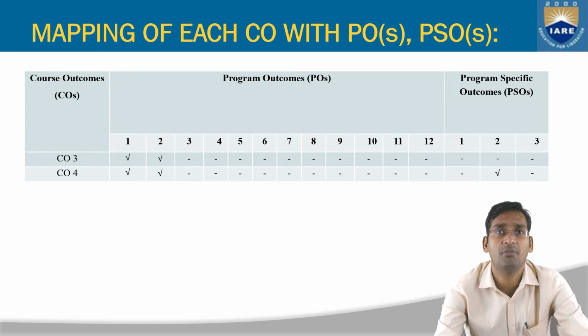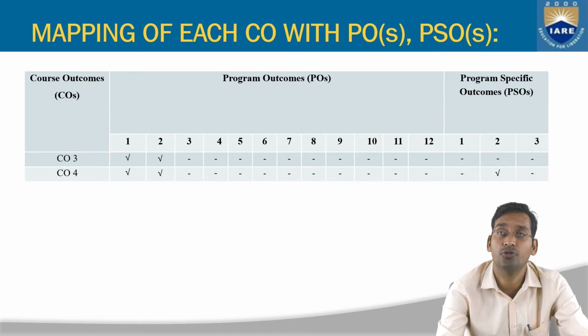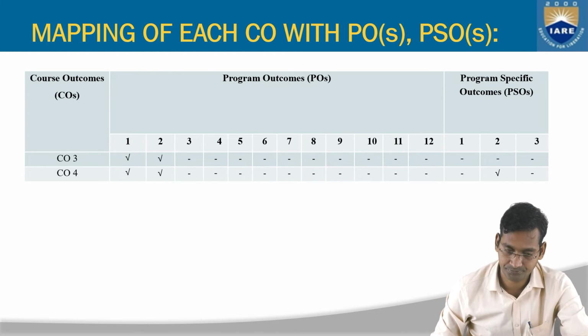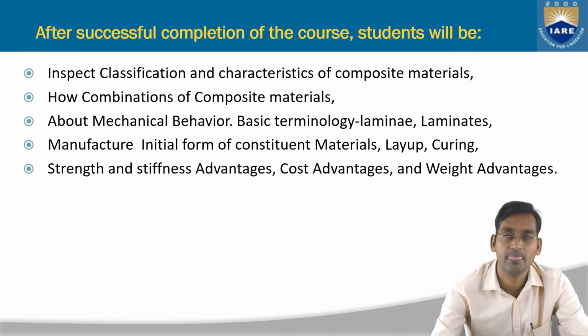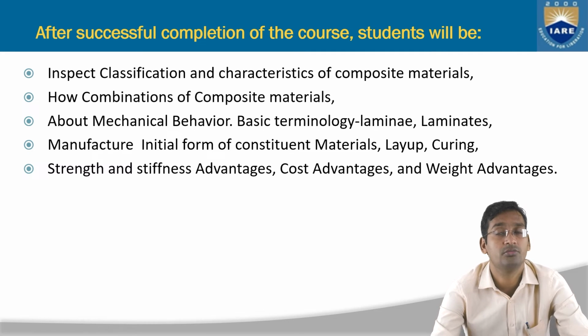Mapping here, they are mapped under two COs, CO3 and CO4, with PO1 and PO2. And another one, the fourth CO, is for PSO2. After successful completion of the course, the student will learn how to inspect the classification and characteristics of composite material. So after that, they will be able to classify and characterize the composite material.